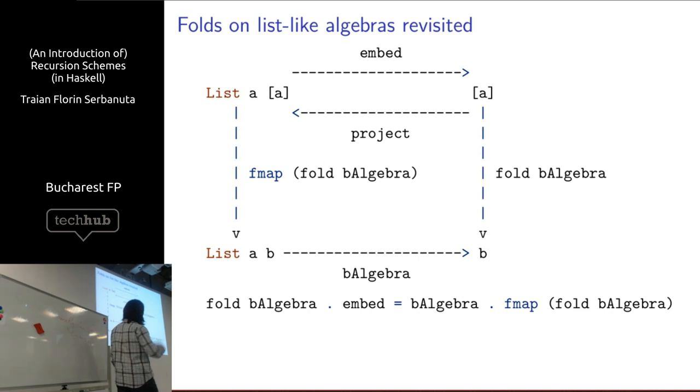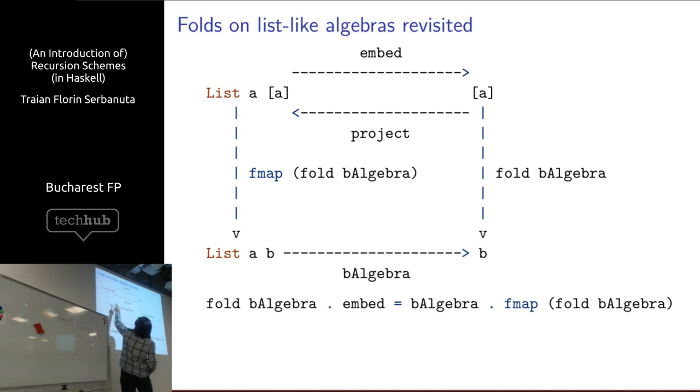So first of all, we are interested in functions folding lists to a value. And we have the embed and project functions, which we defined earlier, giving us basically an algebra and a coalgebra for lists. And then we have this algebra for B, which could be that sum algebra or product algebra or reverse algebra. So basically if I have a structure with carrier B, I have an interpretation of the lists over B into B. Now the idea is that we want to obtain this thing here, from lists of A to B. Those two are given.